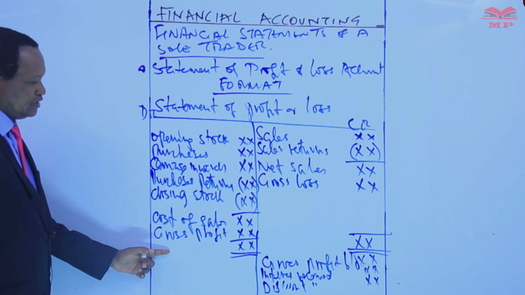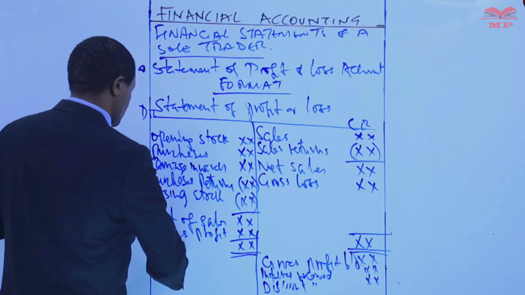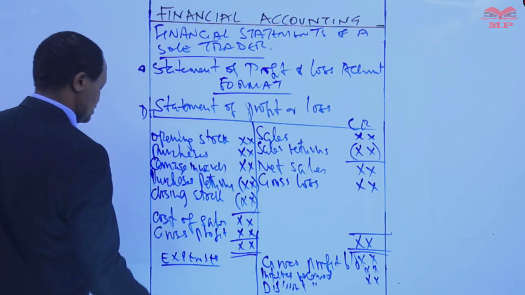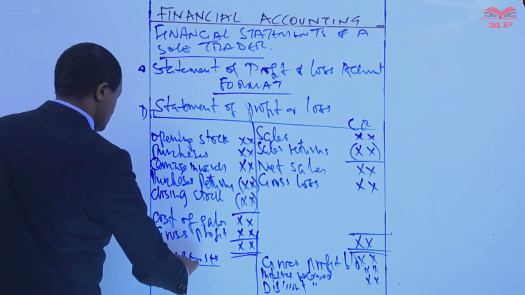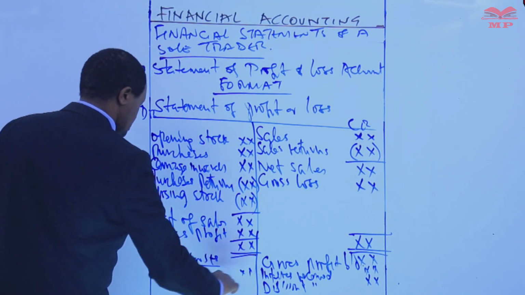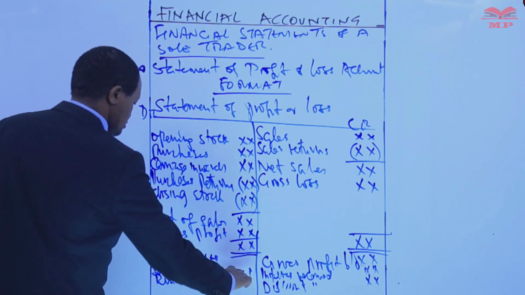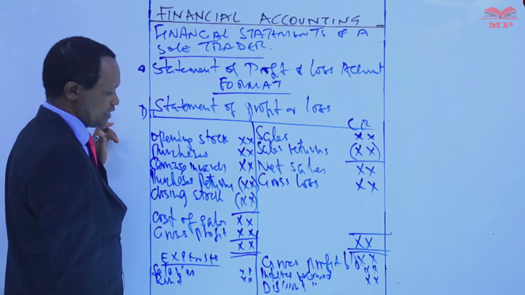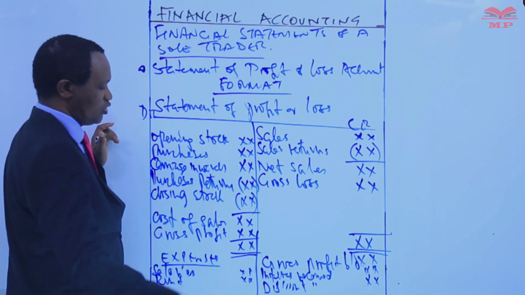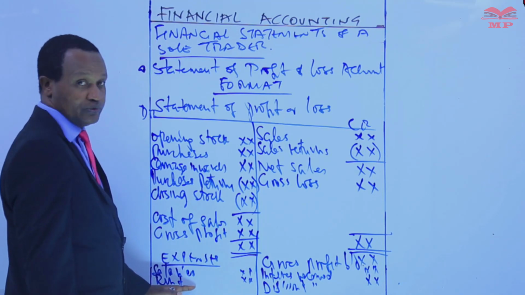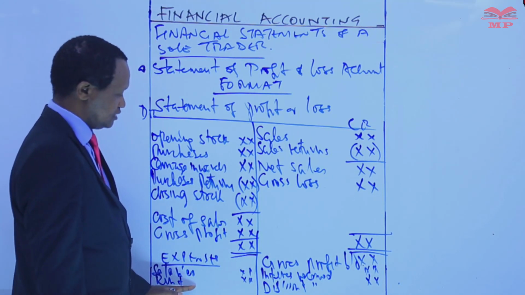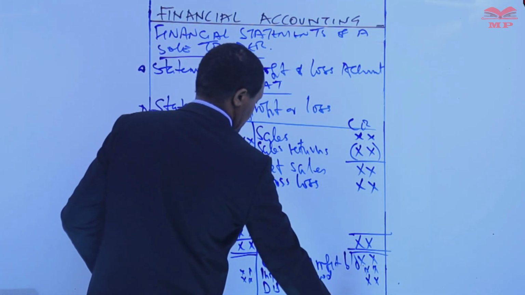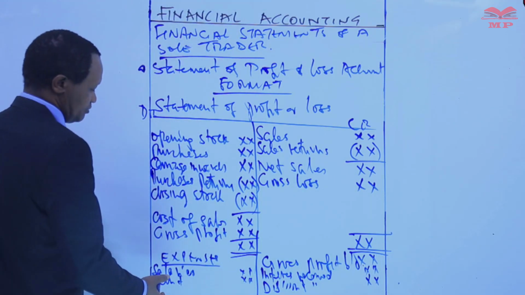Then on the debit side, we deduct all expenses like salaries, rent, electricity, water, airtime, stationery. All expenses have to be debited, so that we then compare all these revenues on the credit side with the expenses on the debit side.